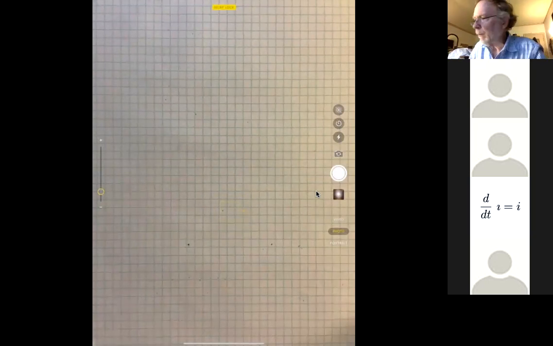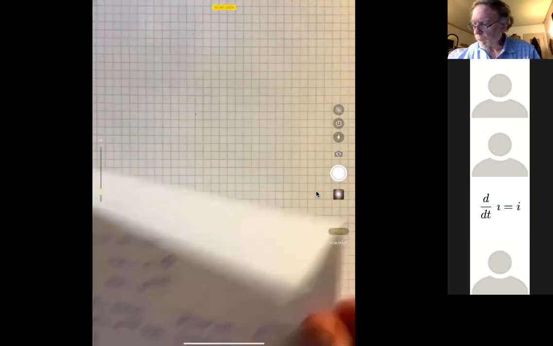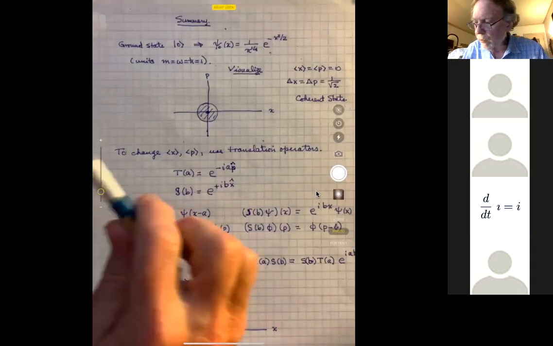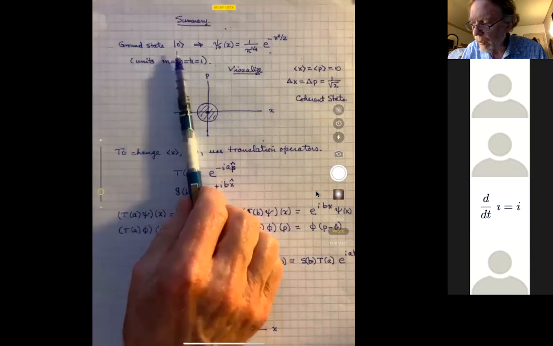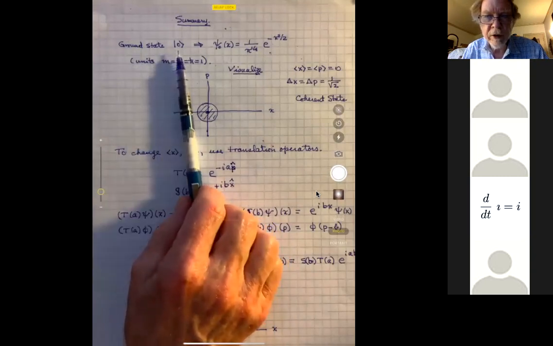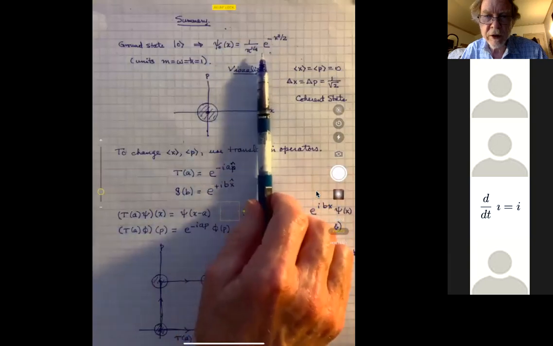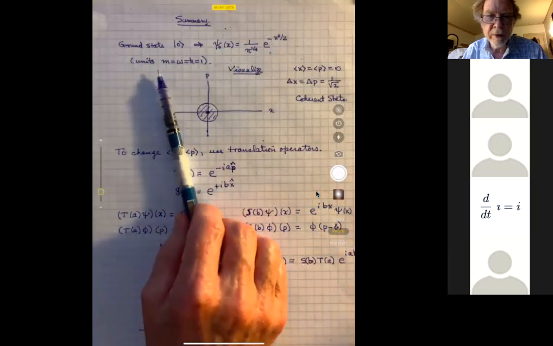I'm going to start a couple of minutes early because I've got some things to review from last time. So we were talking about coherent states, and here's a summary of it. We start with the ground state of the harmonic oscillator, which in ket language is just |0>. If you put it in a wave function, here it is. This is the normalized wave function. This is all in units where m = ħ = ω = 1.